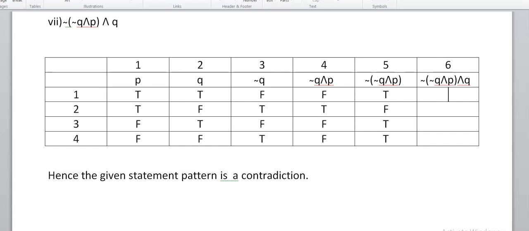Now the AND statement between the fifth and second. The first is T and T, therefore it is true. Second, F and F is F. Next is T and T is again T, and last is T and F is F. Therefore the given statement is a contingency.